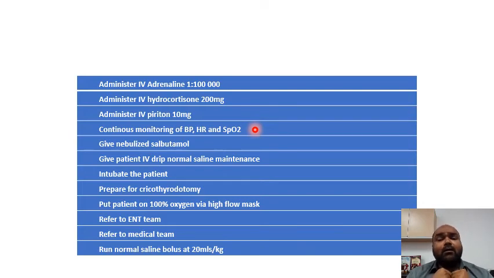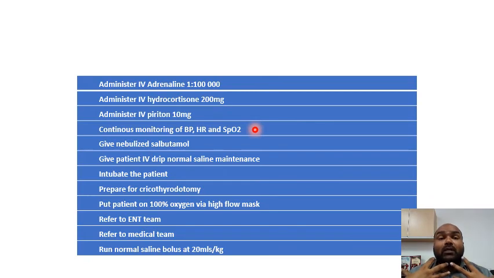Yes, this is correct. Because the patient is in shock. So as you're giving your treatment, you need to know whether your treatment is working, whether your adrenaline is working, whether your fluids are working. So you need to see whether the blood pressure goes up, whether the patient is becoming less tachycardic, whether the SpO2 is improving after you give. Because if there is no improvement, you may need to consider adding inotropes.